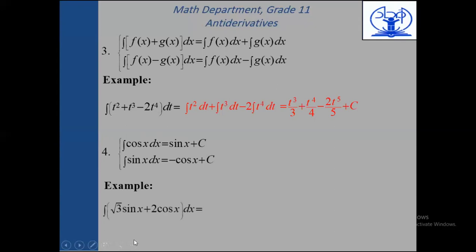Example, find the integral of radical 3 sine x plus 2 cosine x. Since you have a sum or a difference, you can split into 2 integrals and you can get the constants outside. Now the integral of sine is minus cosine and the integral of cosine is sine. That's a rule that you need to know by heart.